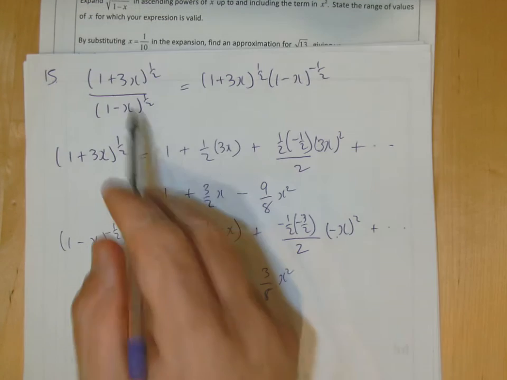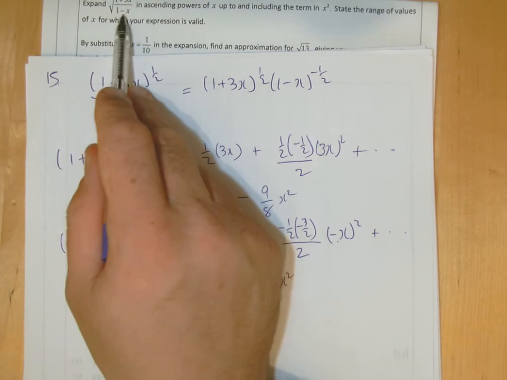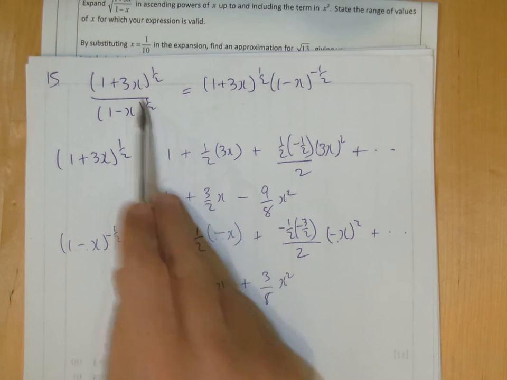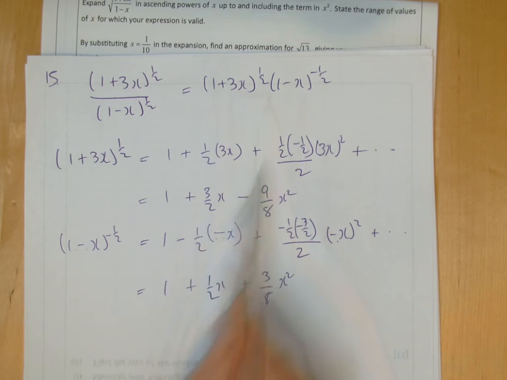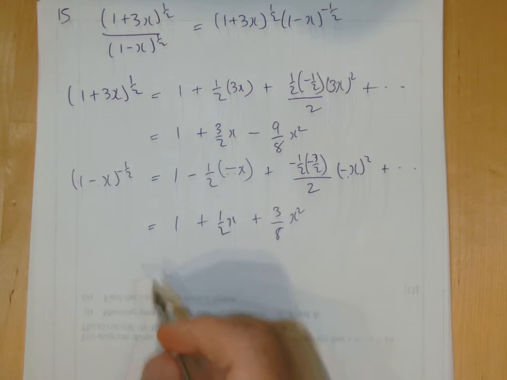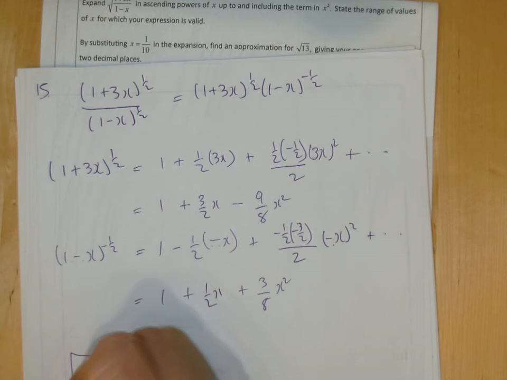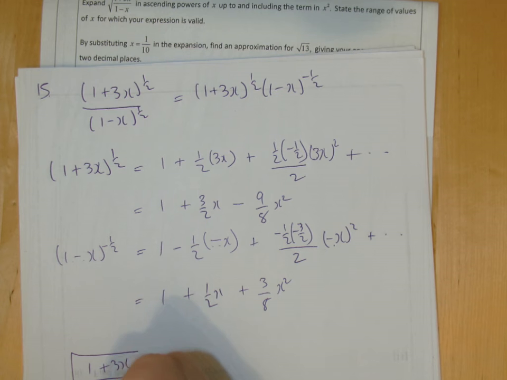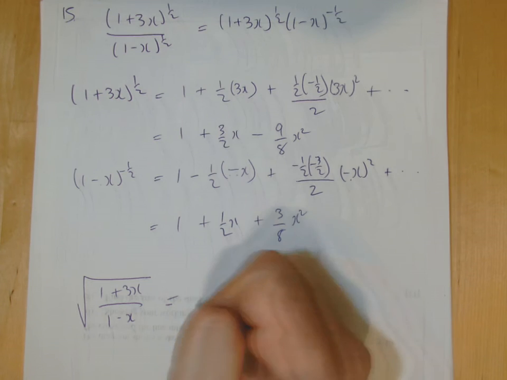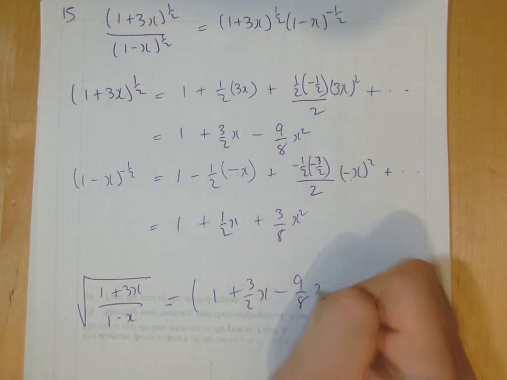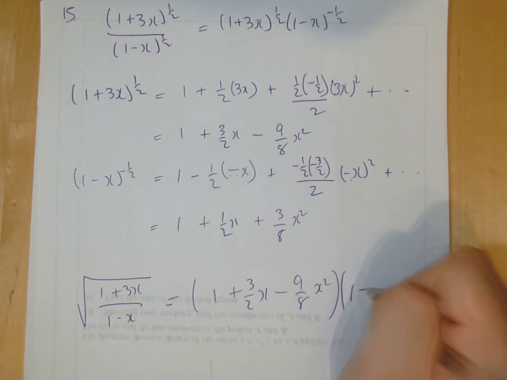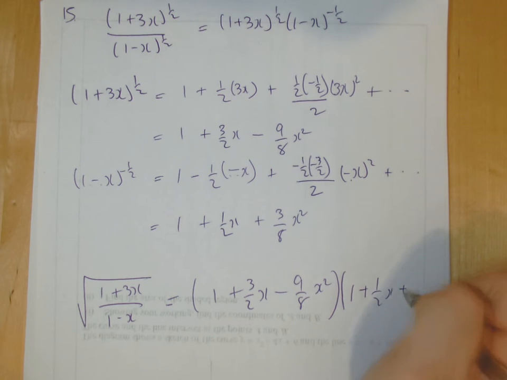To get what we want up here, remember we wrote it like this, and then we wrote it like this. So we need to multiply these two expansions together. This times this will give me the result that I need. So we just need to multiply these two together, and it's not really a problem. We'll get to it quite quickly now. You might think there are loads of terms here, but remember, we only want up to x squared.